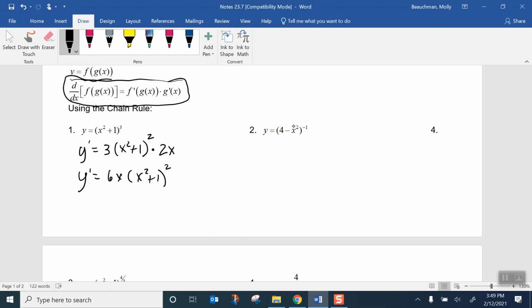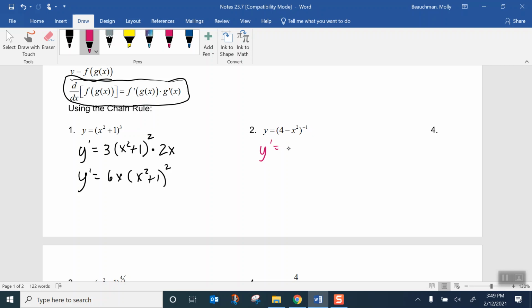Let's take a look at the second example that has a degree of -1, a negative power. Again, it's an expression to a power, not just x to a power, but an expression. So we use the chain rule by applying the power rule to the outside function.